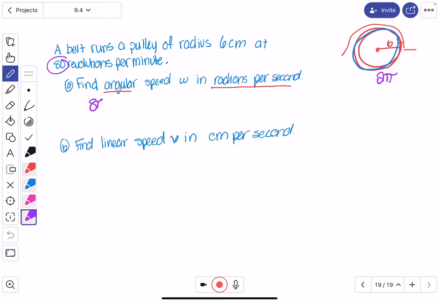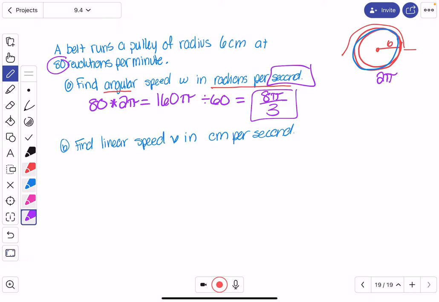So we're going to do our 80 times per minute times 2 pi, and that gives us 160 pi per minute. Now we want to do seconds. They say seconds. So there's 60 seconds in a minute. We're going to divide by 60, and we end up with 160 pi over 60. If we reduced those, they're both divisible by 20, and you get 8 pi over 3.